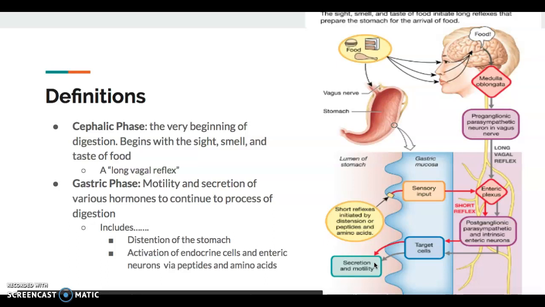Moving to the gastric phase, which is the short reflex, shown by the reddish-pink arrows. The short reflexes are initiated by distension or peptides and amino acids. When food is introduced to the stomach, the food volume increases the distension of the stomach. The food can also contain peptides and amino acids that were initially broken down in the mouth. Then there's sensory input in the gastric mucosa, and it makes its way to the enteric plexus, and then the postganglionic parasympathetic and intrinsic enteric neurons, which innervate the target cells, and that in turn creates secretion and motility of the different acids in the stomach.